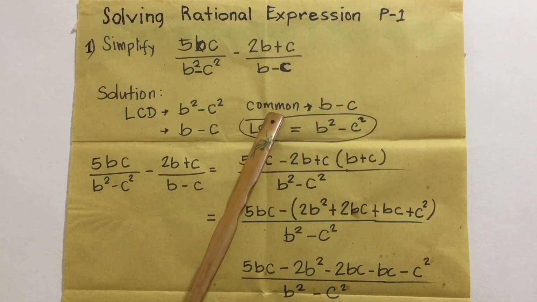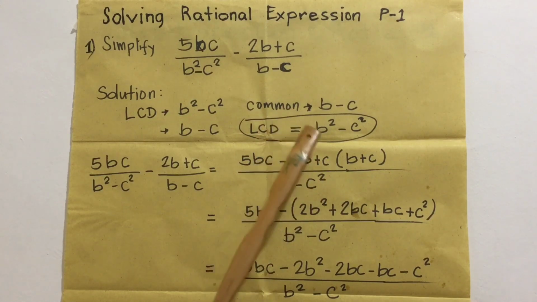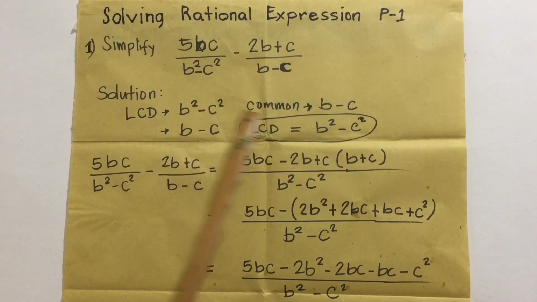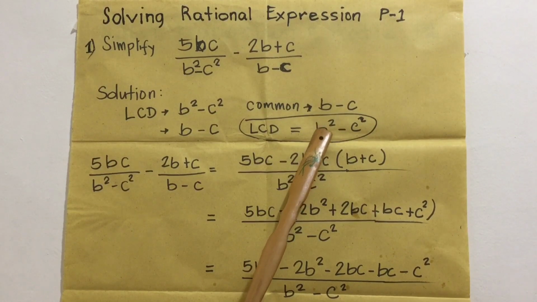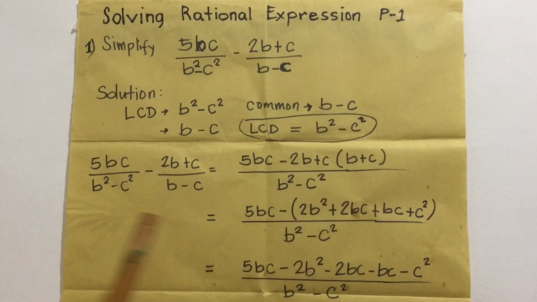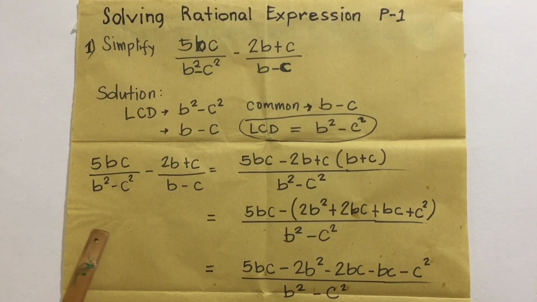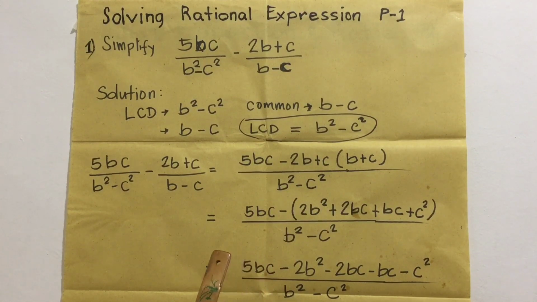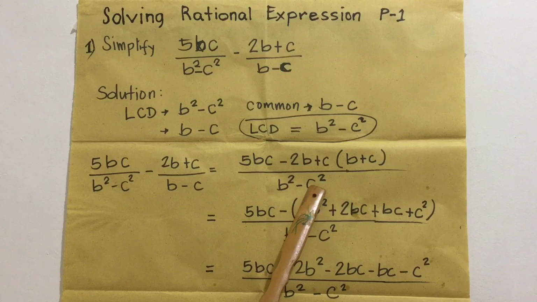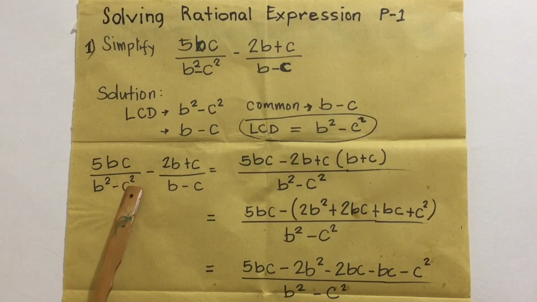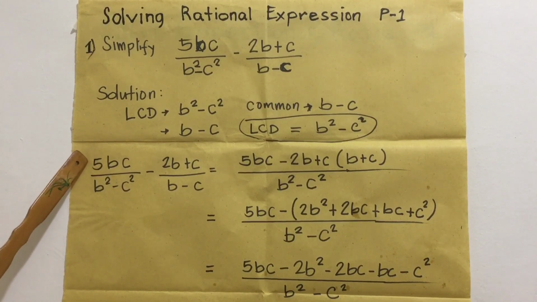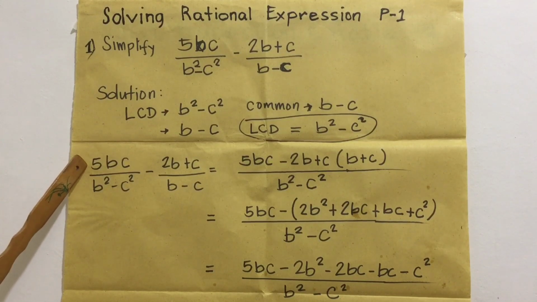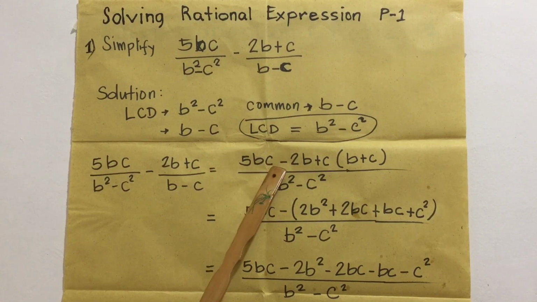First, we find the common, then look for the highest exponent. That's why our LCD is b squared minus c squared. Upon knowing the denominator, b squared minus c squared, we're going to divide. b squared minus c squared divided by b squared minus c squared equals 1. Then multiply to the numerator: 1 times 5bc equals 5bc.